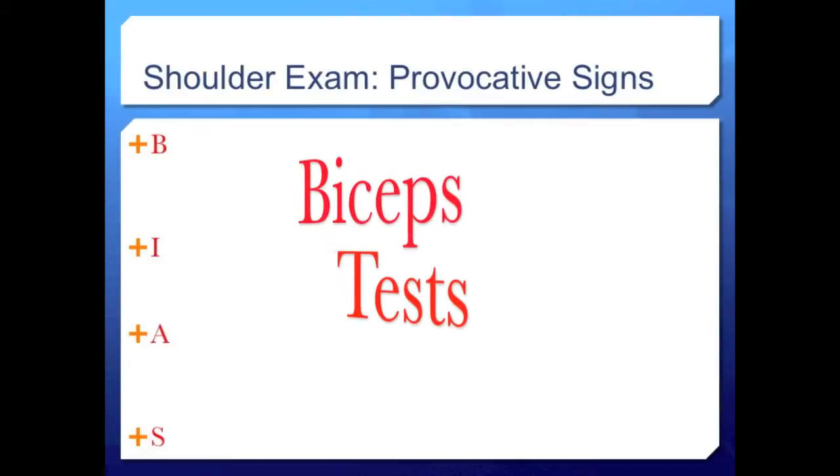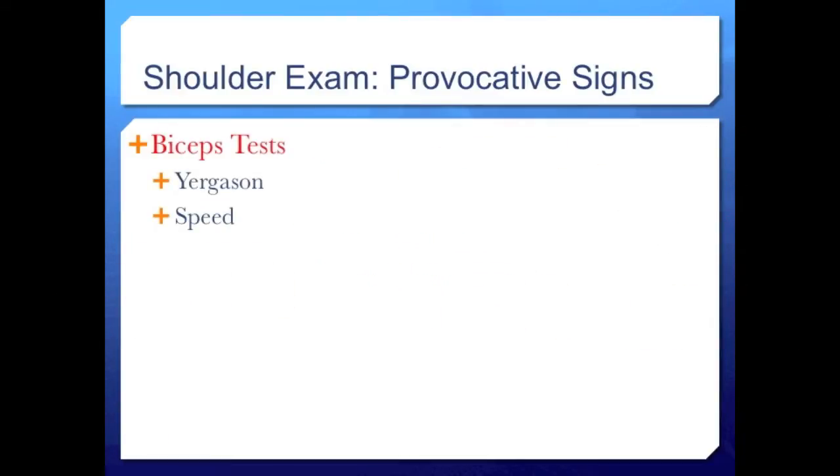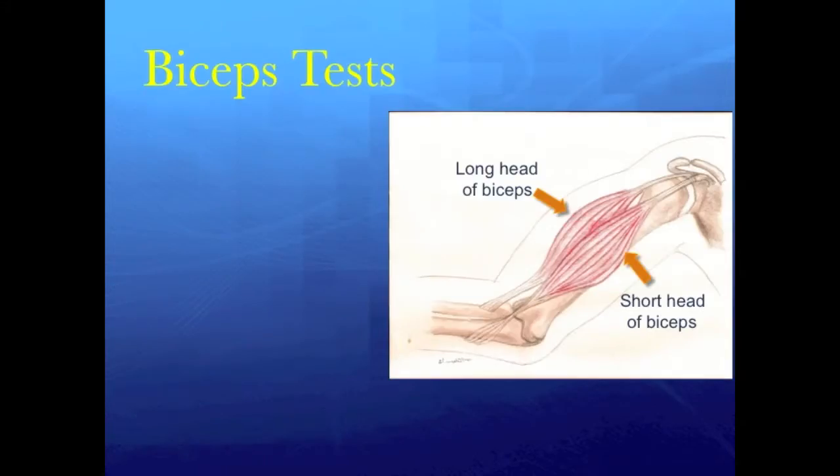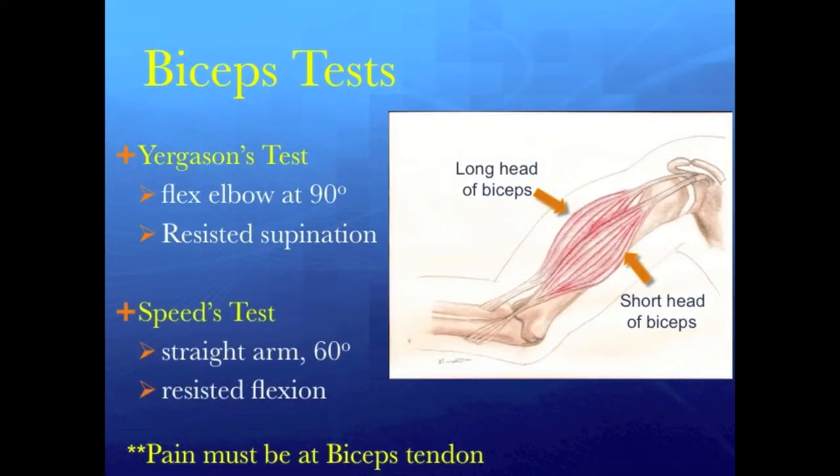Let's start with the B in BIAS for biceps provocative tests, Yergason's and Speed's. Remember, the biceps has two heads and two major muscular actions, supination and flexion at the elbow. The Yergason and Speed tests simply resist these motions to assess for pain at the biceps tendon.